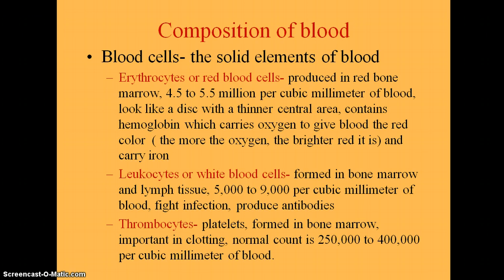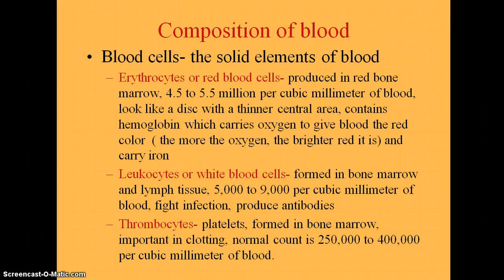There are also leukocytes, also known as white blood cells, and those are also formed in the bone marrow, but also lymph tissue. So again, we're connected to the lymph system. And there are 5 to 9,000 of those per cubic millimeter, not as many as red blood cells. Their job is to fight infection and produce antibodies. So they're the workhorse of the blood supply.